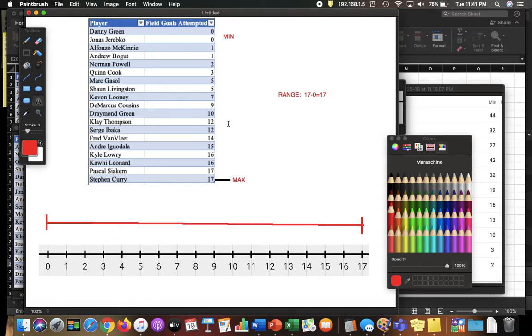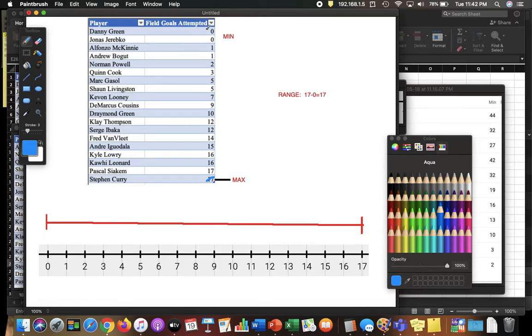Great. Next, I need to find median and quartile. There's 1, 2, 3, 4, 5, 6, 7, 8, 9, 10, 11, 12, 13, 14, 15, 16, 17, 18, 19. 19 numbers. So I'm going to do this in blue. We need to find the median.